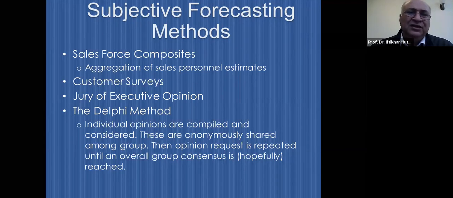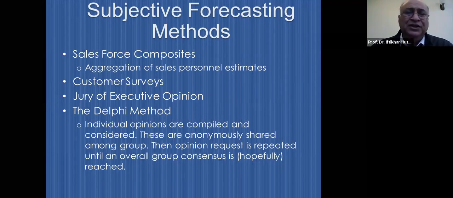Then we have customer surveys. From the customer surveys, you can know, it's like market research. In the market research, once the data is collected, then we go for some hypothesis, and using the hypothesis accordingly, we come to know how much is required. Then the jury of executive opinion. The jury of executive opinion is a technique where senior people of the organization get involved and provide their opinion about the forecast, usually top managers, etc. Then we have the Delphi method.